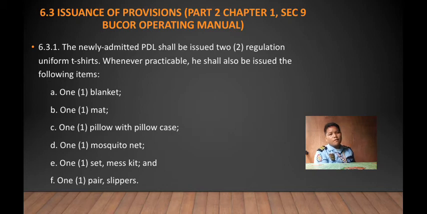Next, we have here some issuance of provisions. Part 2, Chapter 1, Section 9, BUCOR Operating Manual. We have also here some: first, the newly admitted PDL shall be issued 2 regulation uniform t-shirts whenever practicable. He shall also be issued the following items. He must have 1 blanket, 1 mat, 1 pillow with pillowcase, 1 mosquito net, 1 set mess kit, and 1 pair slippers.